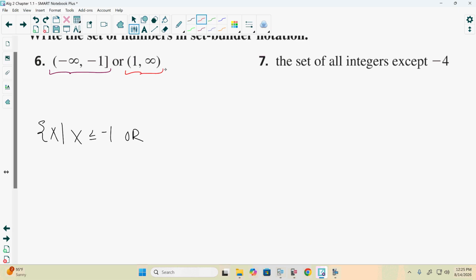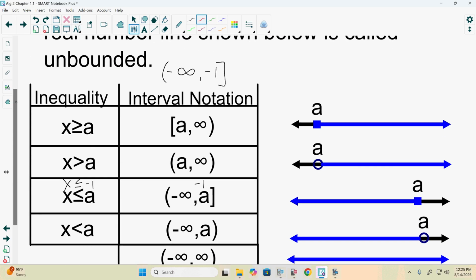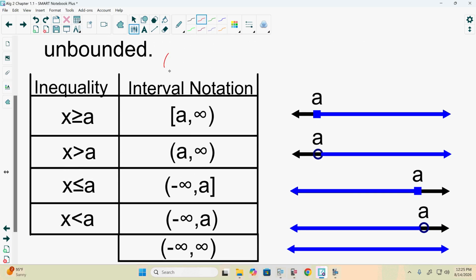1 to infinity. Which one would this match up to? Second one, parenthesis a comma infinity parenthesis. Tells us a is 1, so x is greater than 1.